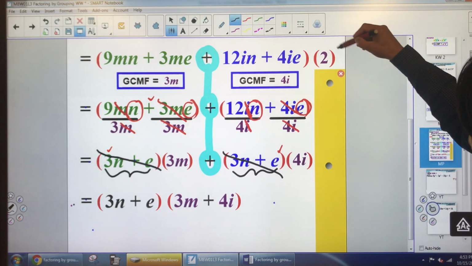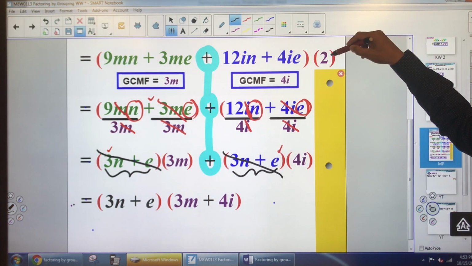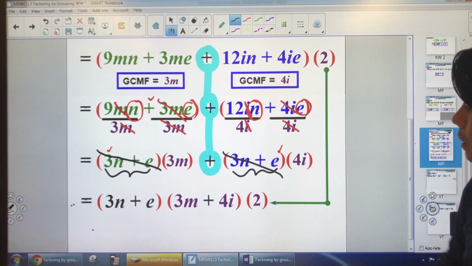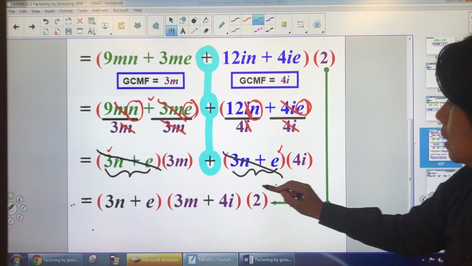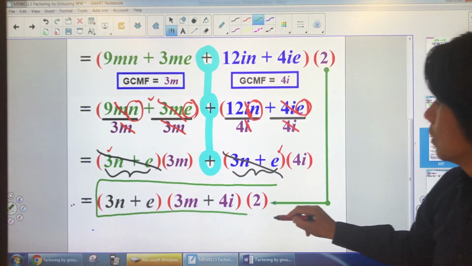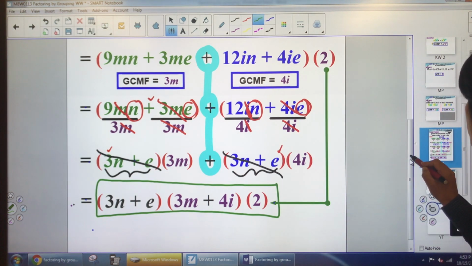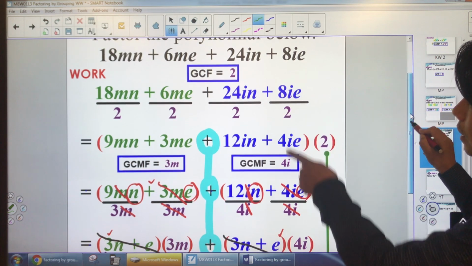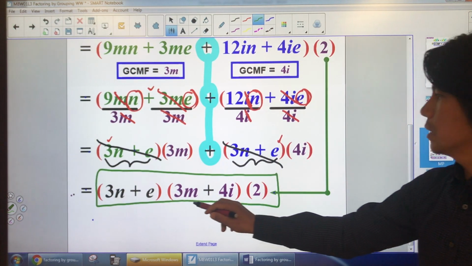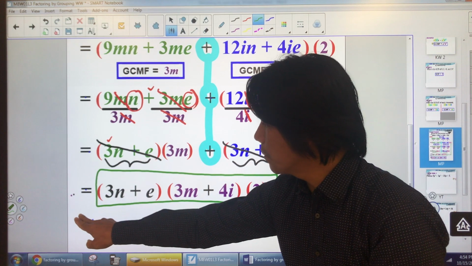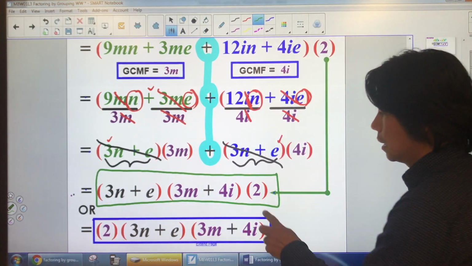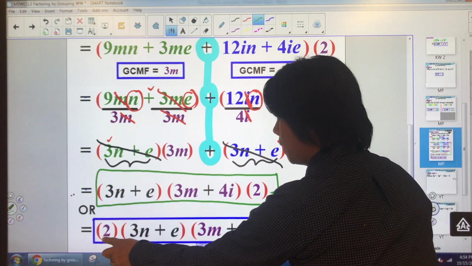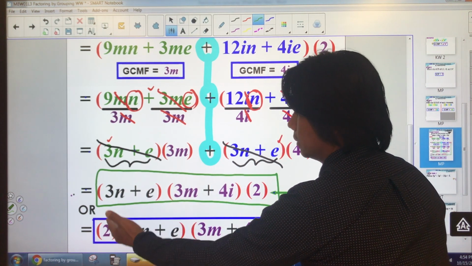But there's something missing. Notice that we haven't touched this positive 2 there. What do we do with that? We just simply bring it down there. And that is the factor, or these are the factors of the original polynomial right there. Okay? Those are the factors, or you can write your final answer as this. They are commutative, so we can put this positive 2 in front, and then copy the rest.